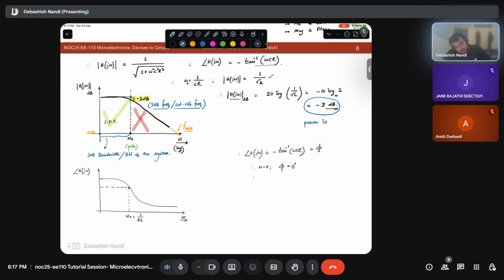And at omega equal to omega 0, or 1 by RC, tan inverse 1 is what? 1. So tan inverse of 1 is 45 degrees, so the phase is minus 45 degrees, right? Yes, 45 degrees, and then there is a minus. Similarly, what if tan inverse omega is infinity? That is 90, so minus 90.